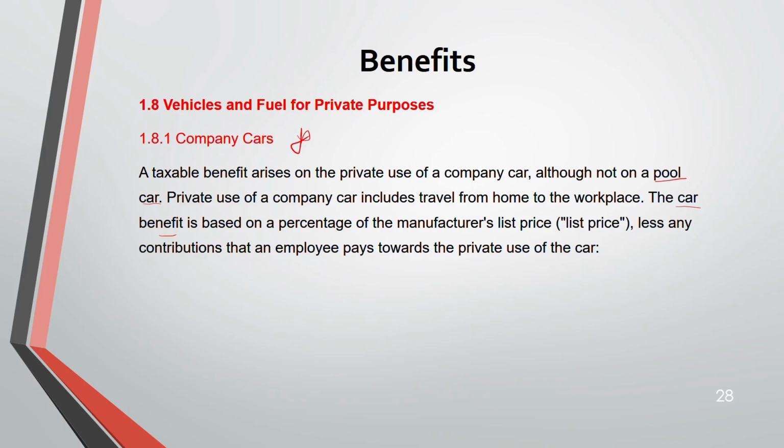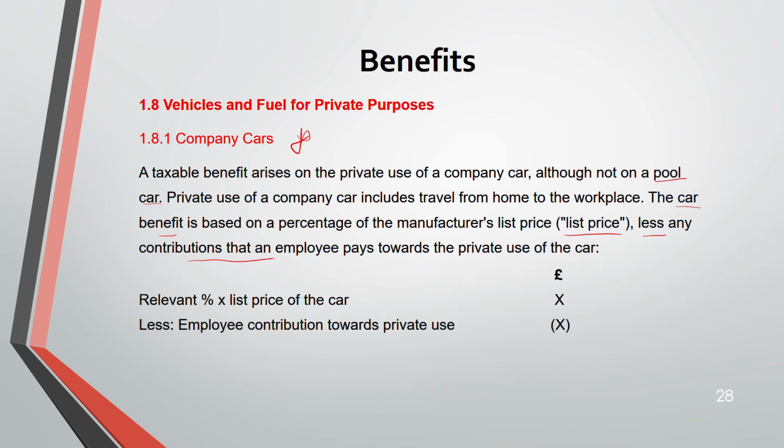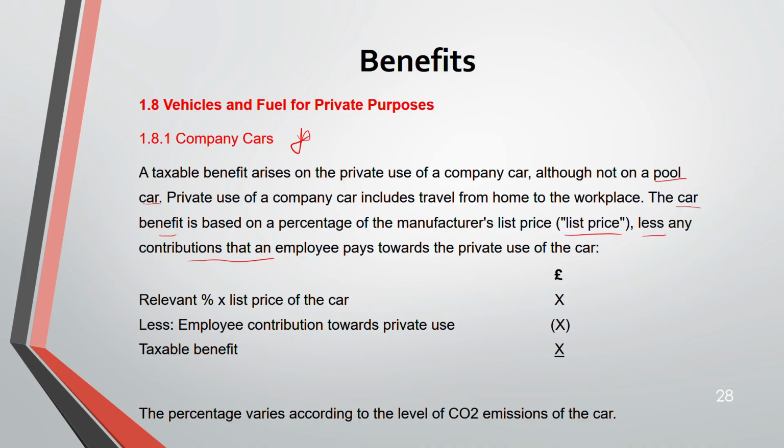This is pretty much easier compared to the other benefits. You just need the car benefit percentage based on the list price. On the list price, you will take the percentage, less any contributions that an employee makes towards the car. This is how you have to do it. Get the relevant percentage, multiply by the list price of the car, deduct the employee's contribution, and that is the taxable benefit. The percentage that you have to use will vary according to the emission of the car.